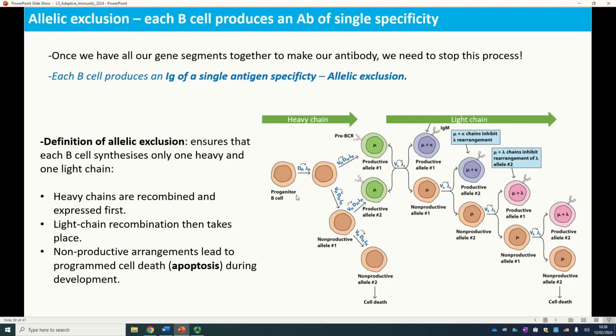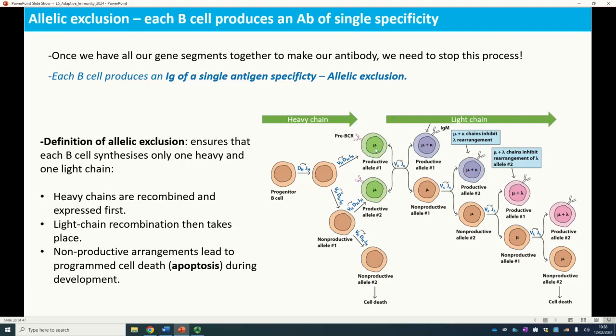So you can see here, this diagram is just defining allelic exclusion, which essentially means that once we've got that successful immunoglobulin on the cell surface, everything is shut down. But you see here that we've got our B cell, we've got our recombination events going on for the heavy chain. If we don't get successful recombination, the cell can try again, and if we don't get it a second time, it can try again, after which it's eliminated by apoptosis.